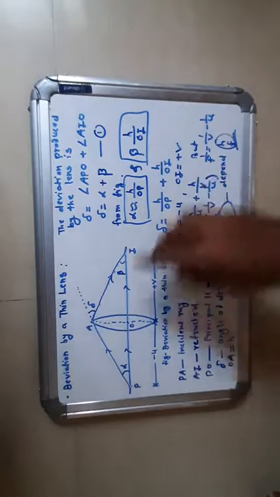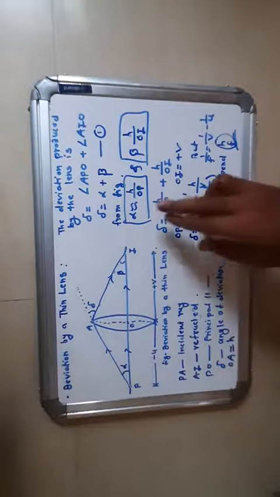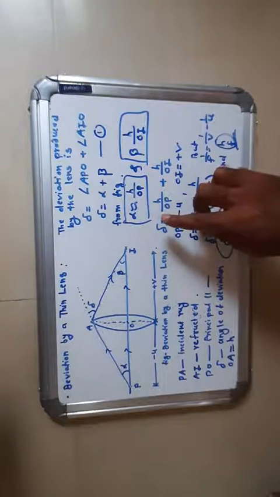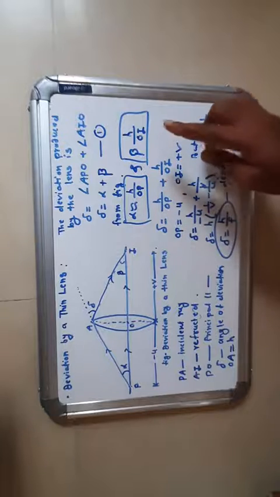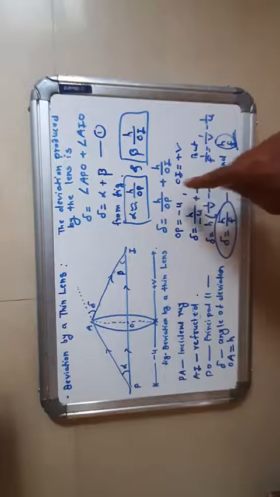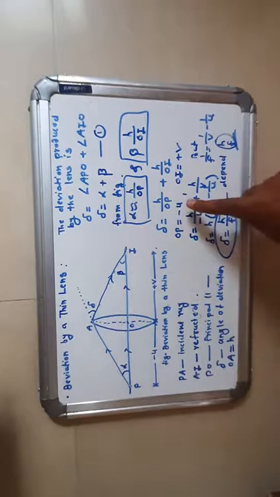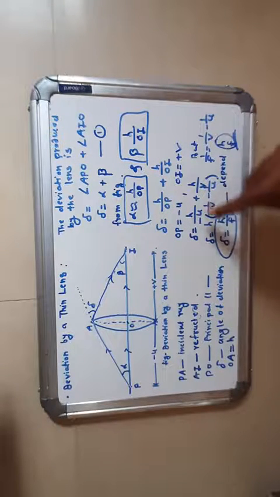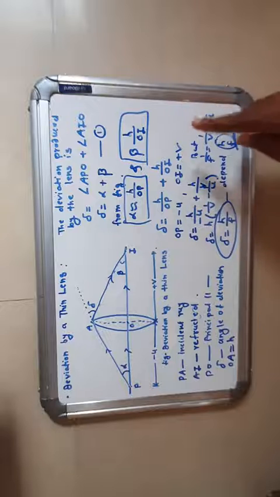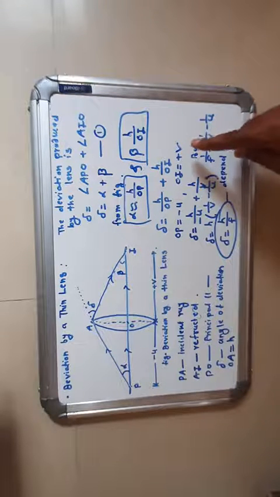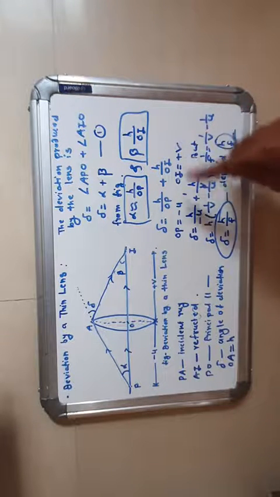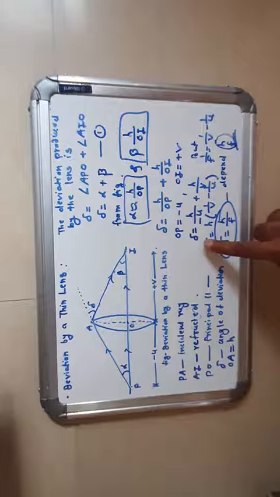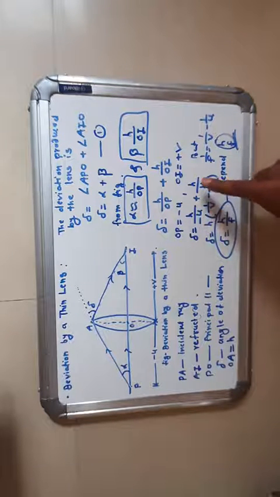Okay, then here using this diagram we calculate the value of alpha and beta. This alpha is equal to h upon OP and beta is equal to h upon OA, but OP means object distance minus u, that means alpha is equal to h upon minus u and beta is equal to h upon OA. OA means image distance and this OA means plus v. Then this equation becomes delta is equal to h upon minus u plus h upon v.